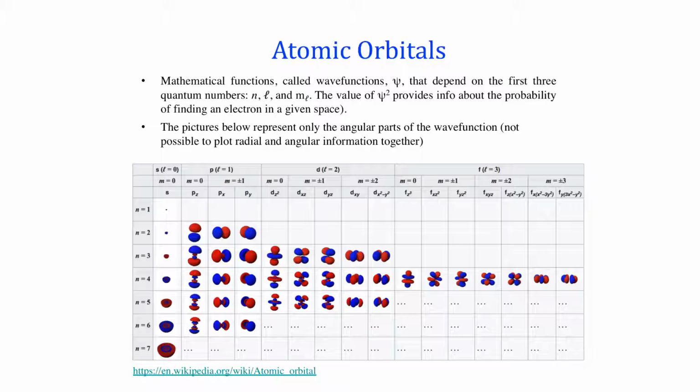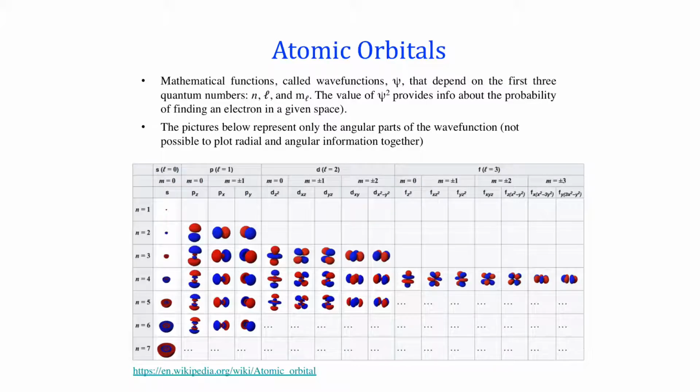Okay, if you want to think about psi, your wave function, in a physical way, if you square that wave function, that gives you information about the probability of finding an electron in a given space. So it's important to remember that it's the square of your wave function that gives you that physical picture of the probability of finding your electron in a certain region of your atom. The wave function on its own doesn't really give you any physical information. It's really just a mathematical description of your electron.